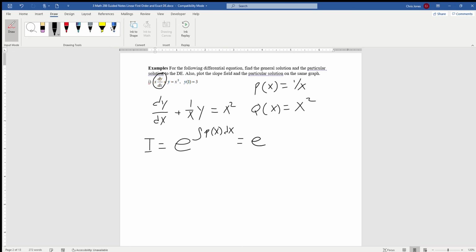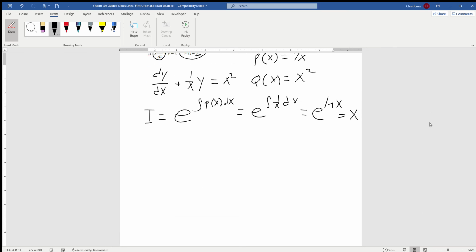In this case, that's e to the integral of 1 over x dx, which is the same as e to the ln. Now technically, it's the absolute value, all right? But if you look at the initial value, y at 1 equals 3, there's no need for us to consider the absolute value because 3 is always greater than 0. So it's going to be e to the natural log of x, and we know e to the ln of x is just x. So this is a really nice and easy integration factor for this problem.